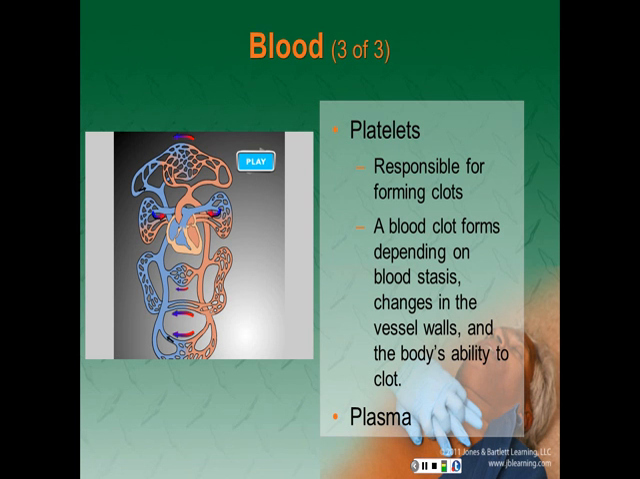Platelets are responsible for forming clots. A blood clot forms depending on one of the following principles: either blood stasis, a change in the vessel walls, or the blood's ability to clot.